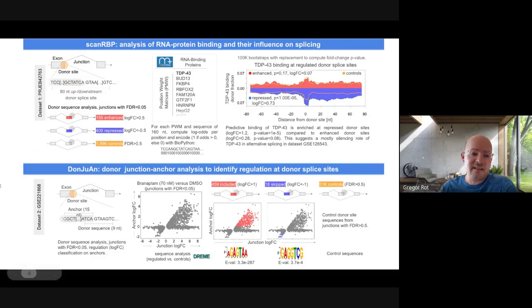And on a data set of a compound branaplam that I mentioned before, which is a splicing modifier, and is also very well characterized in terms of motifs that guide this splicing. And actually, if we look at the included sequences and compare them with controls using Dream, which is also an open source software for motif discovery, we find exactly the motifs that are characterized for branaplam.